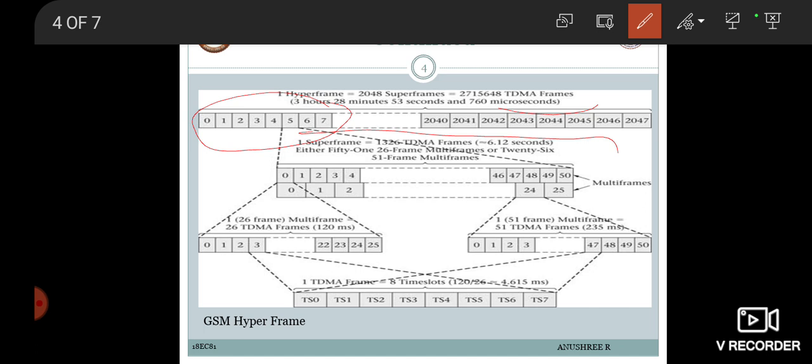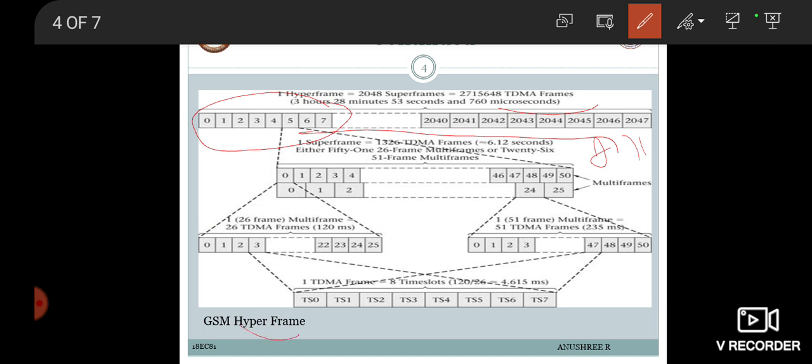The system assigns numbers to the frames sequentially from 0 up to 2,715,648, and the process repeats itself. Now, this grouping of successive TDMA frames is known as a hyperframe. We call it a hyperframe.